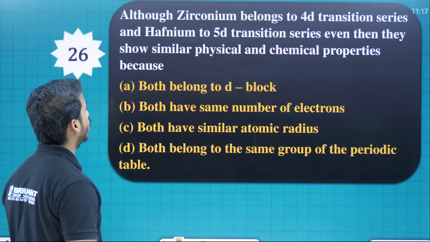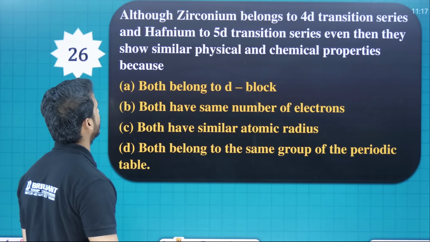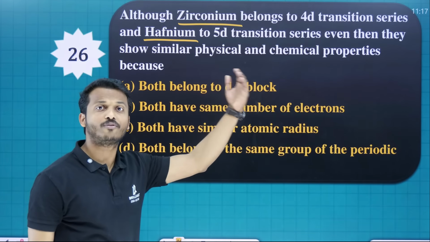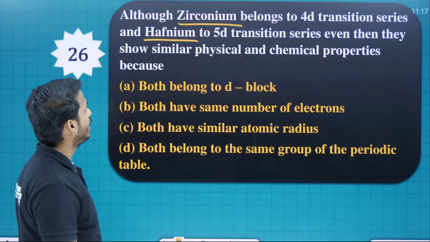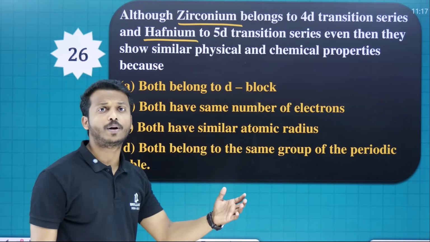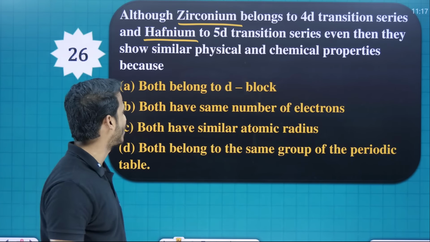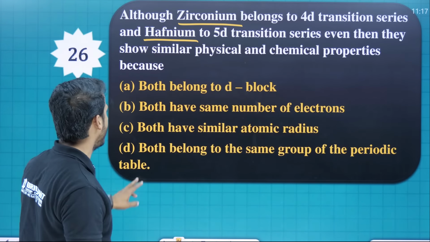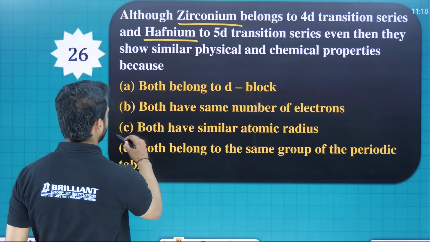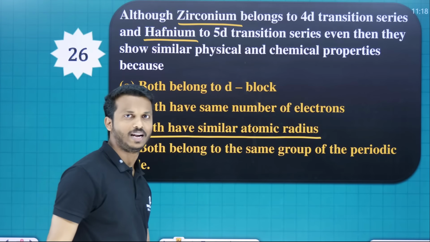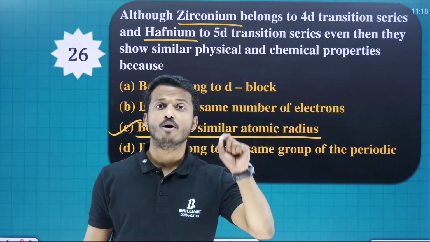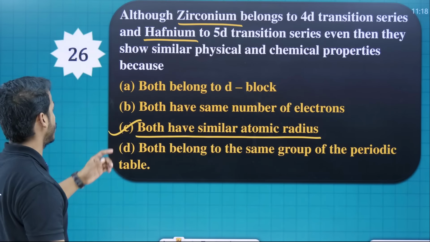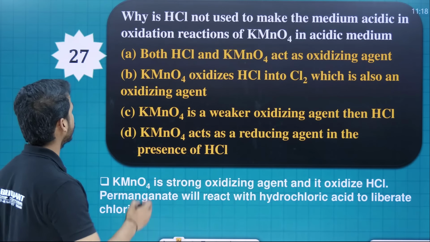Next one: although zirconium belongs to the 4d transition series, we already discussed zirconium and hafnium. Zirconium is in the 4d series and hafnium is in the 5d series. Why do they have similar properties? Due to lanthanide contraction, right? That's a consequence. Both have the same number of electrons, and both belong to the same group of the periodic table. Both have similar atomic radii due to lanthanide contraction: 4d and 5d series elements have almost similar atomic radii. Therefore zirconium and hafnium have similar properties.